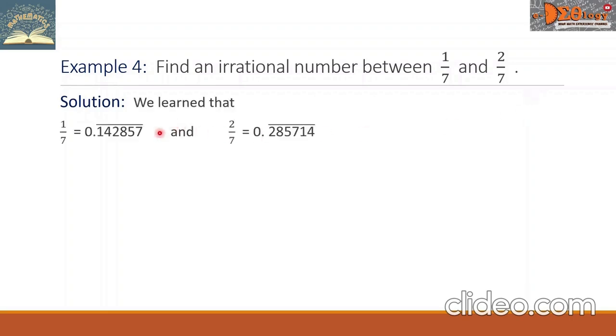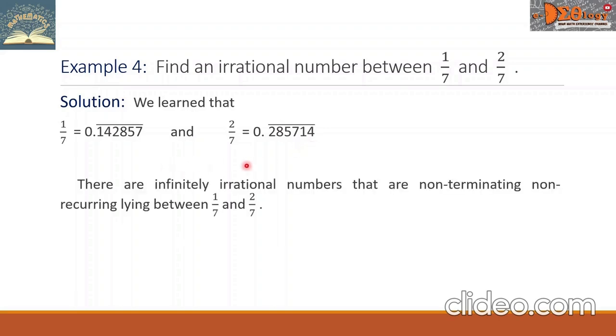Take note that we know that 1 over 7 is equal to 0. with a bar on top of the digits 142857, meaning these are repeating. And for 2 over 7, the value is 0. with a bar on the digits 285714.